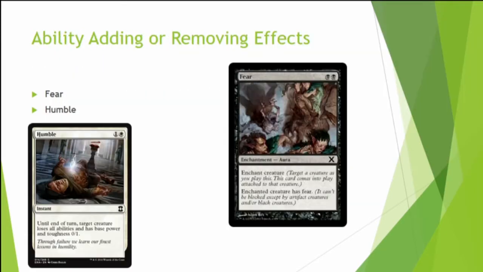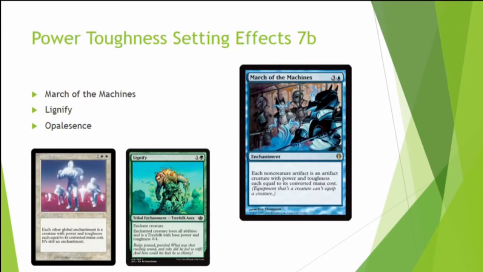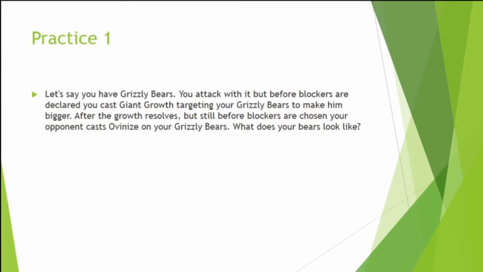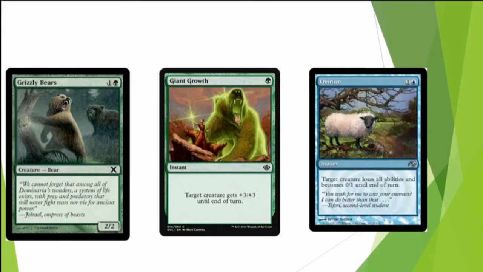All right, I'll jump back to the question. Okay. So let's say you have Grizzly Bears. You attack with it before blockers are declared. You cast Giant Growth targeting your Grizzly Bears to make them bigger. After the Giant Growth resolves, but still before blockers are chosen, your opponent casts Humility on your Grizzly Bears. What does your bear look like?